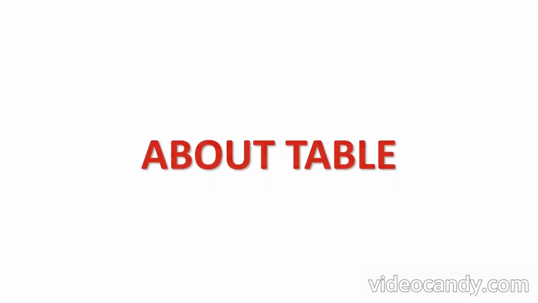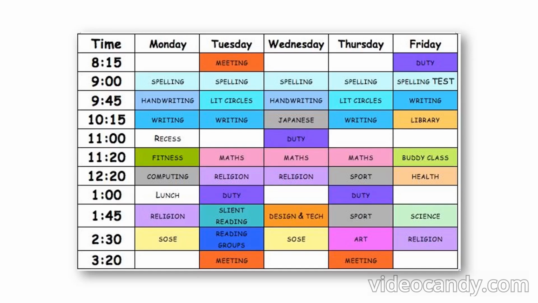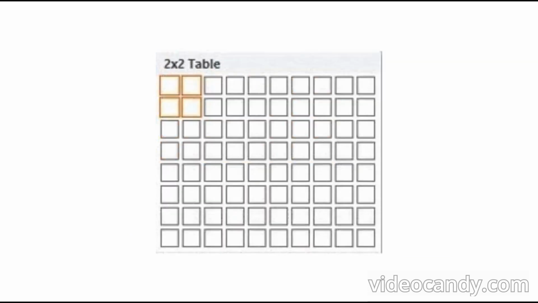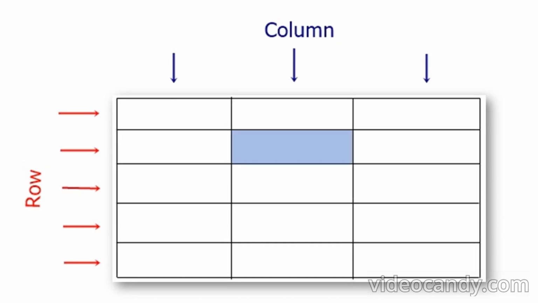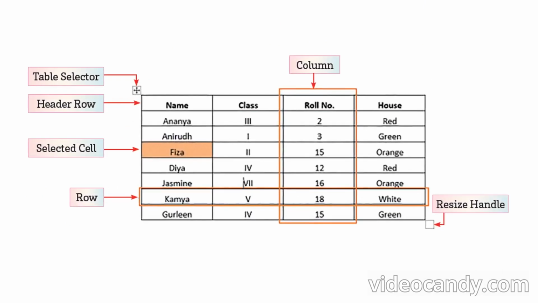About table. We use many Word features to make our data presentable. One such feature is a table. A table is an arrangement of rows and columns. A row is the horizontal arrangement of data and a column is the vertical arrangement of data. This intersection of a row and a column is called a cell. This is what a table looks like with its components.